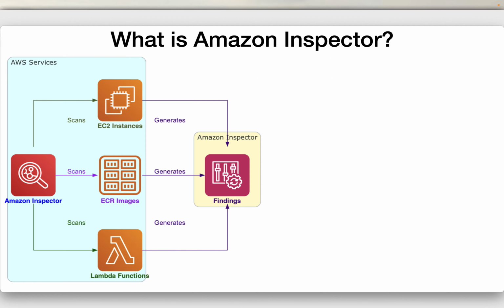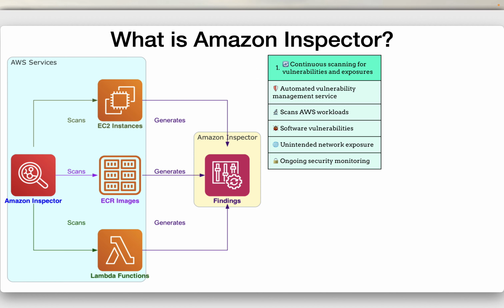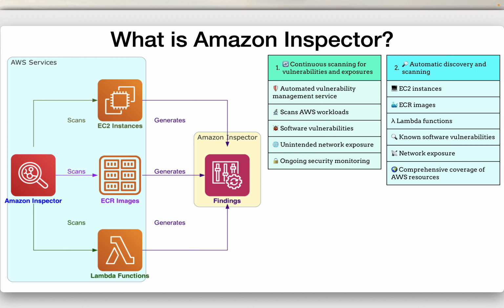So what is Amazon Inspector? Amazon Inspector is an automated vulnerability management service that continuously scans your AWS workloads for software vulnerabilities and unintended network exposure, ensuring ongoing security monitoring. The service automatically discovers and scans running Amazon EC2 instances, container images in Amazon Elastic Container Registry, Amazon ECR, and AWS Lambda functions for known software vulnerabilities and unintended network exposure, providing comprehensive coverage of your AWS resources.